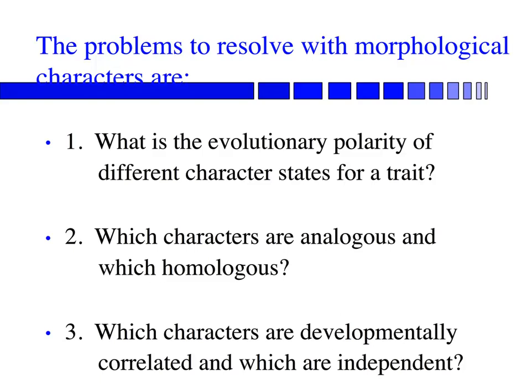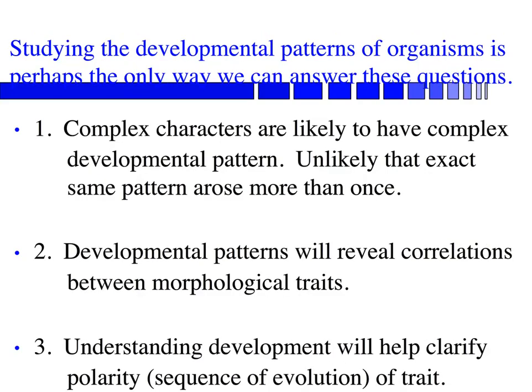So when you're treating them as independent, though, that's going to mess up your tree if in fact they're correlated. Now, one of the ways you can actually address these questions is to study developmental pattern. In other words, the evolutionary development. There's an entire field of science focusing on evolutionary development and how different traits evolve and have developed and so forth. And so the thing you have to remember is that complex characters are likely to have a complex developmental pattern. So it's highly unlikely that that exact same pattern is going to develop more than once.